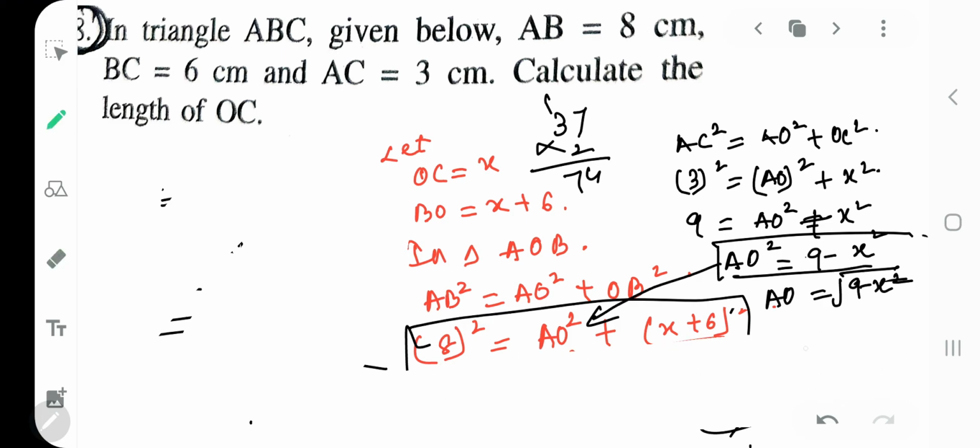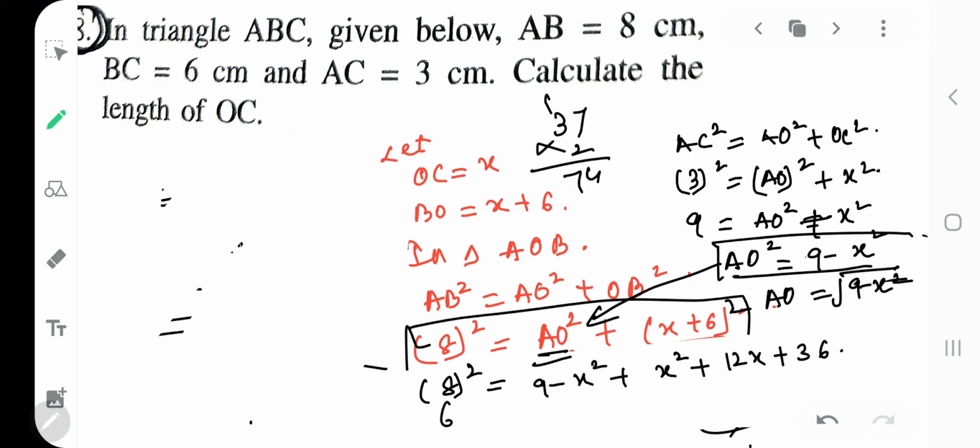I'm substituting AO square, that is 9 minus X square. So here I have 8 square is equal to AO square, which is 9 minus X square, plus X plus 6 the whole square, which we already opened. From there we will get, my dear kids, something like this.